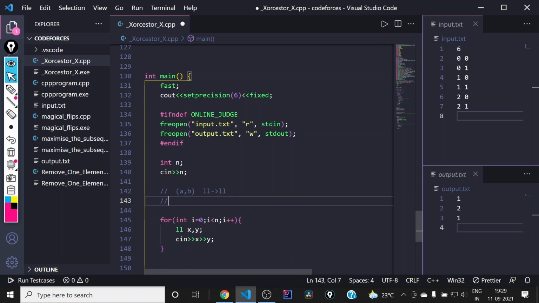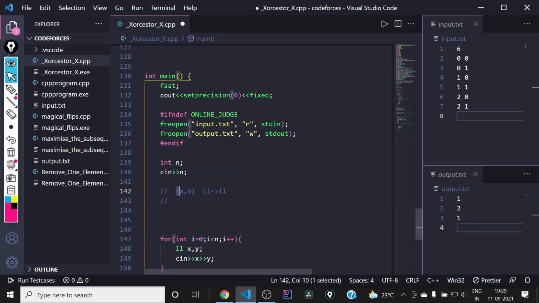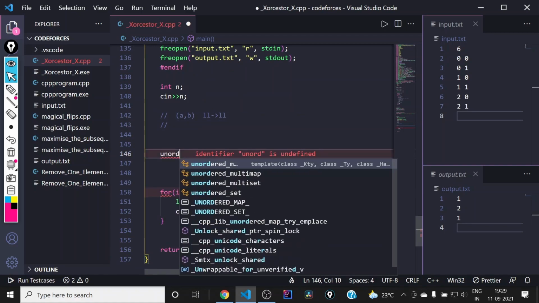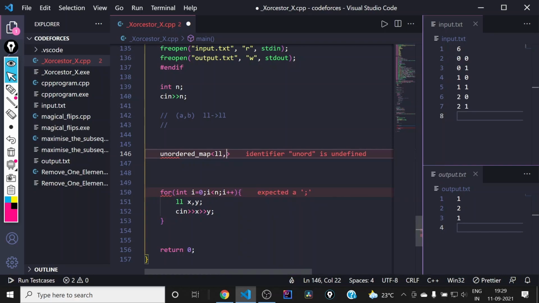a comma b, since the range of these two points is only between 0 to 10 to the power 9. So if I multiply this a with 10 to the power 9 plus 1 and then add b, it will make a unique key. So I'll be using an unordered map which will map long long int to long long int, and I can call it count.